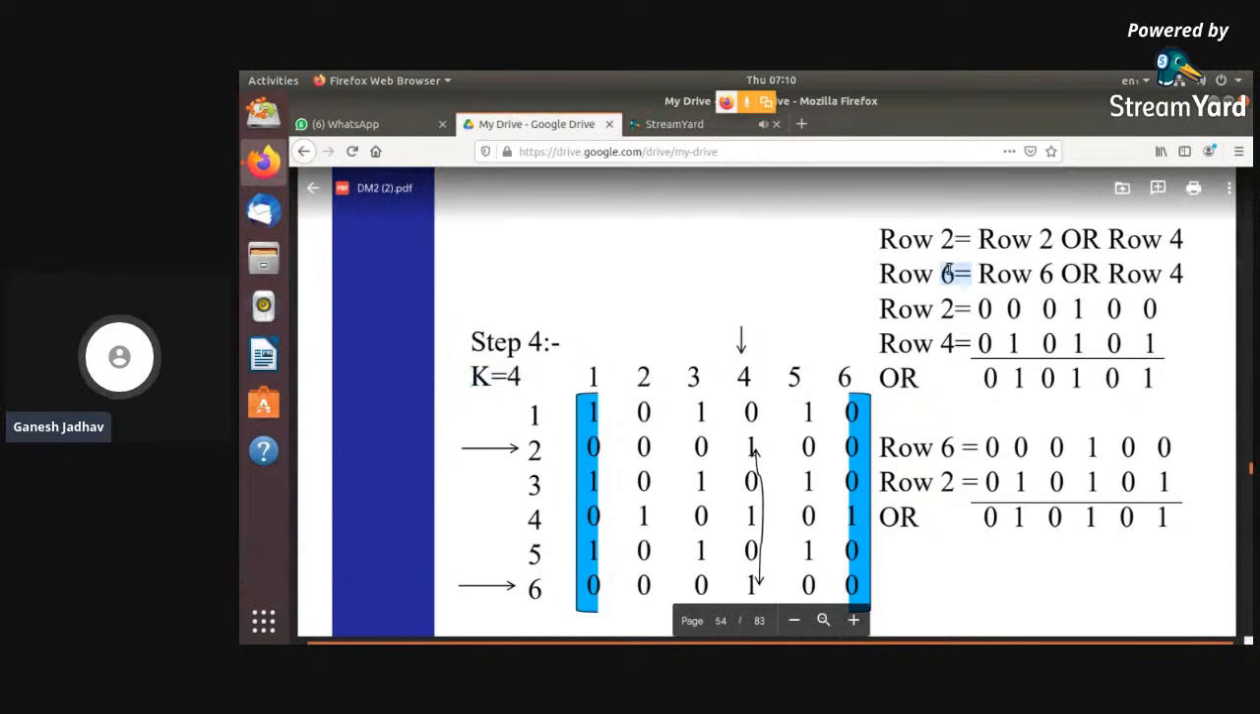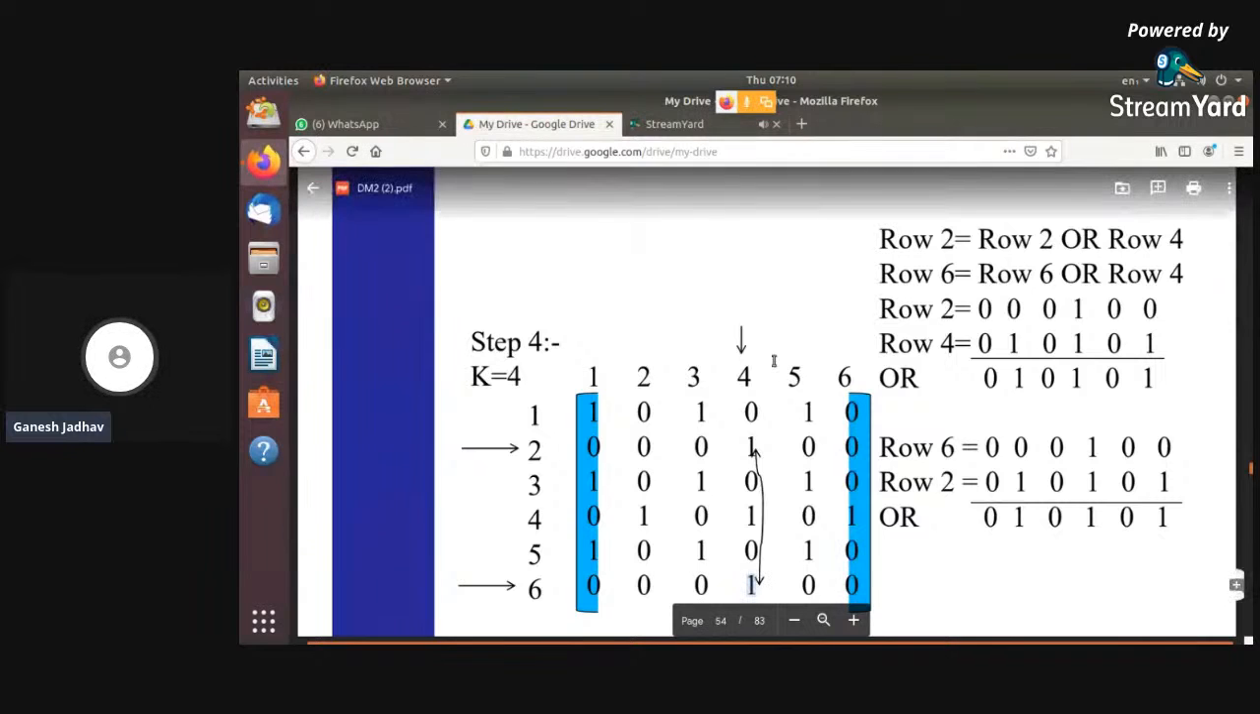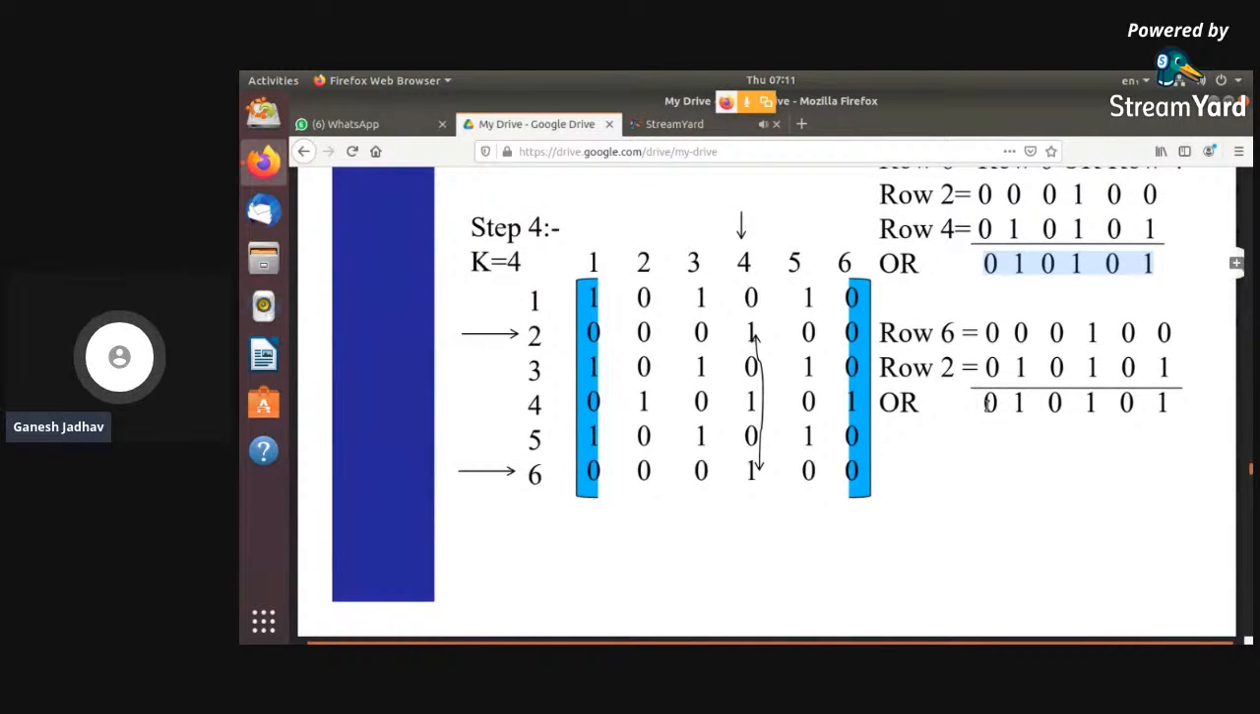Then the modification in row 6: row 6 or row 4. Why is it 4? K is equal to 4. And why is it 6? Because here is 1. So we have to modify these two rows. After modifying the two rows, the second modified row is 010101, and this is the sixth modified row.